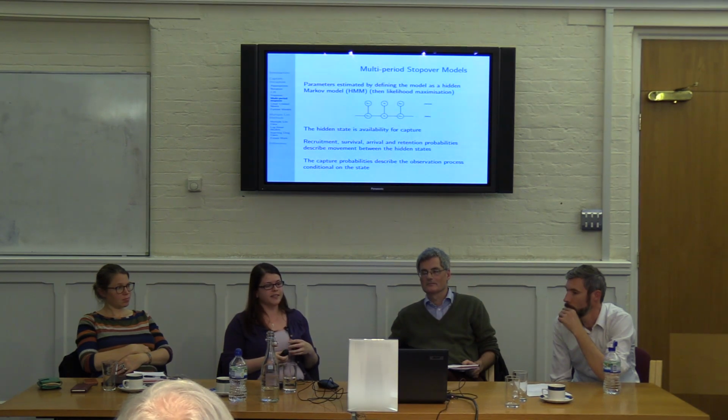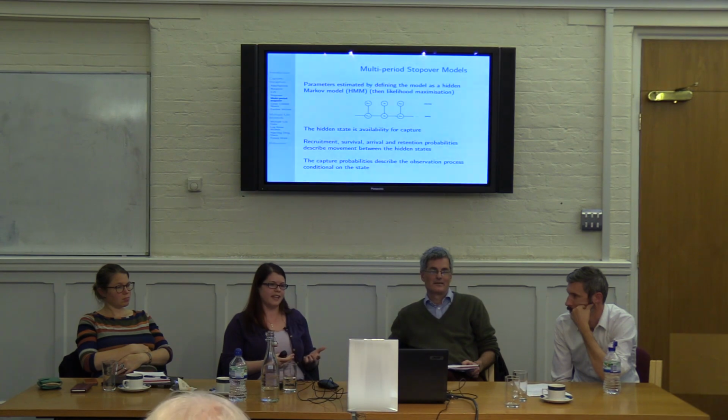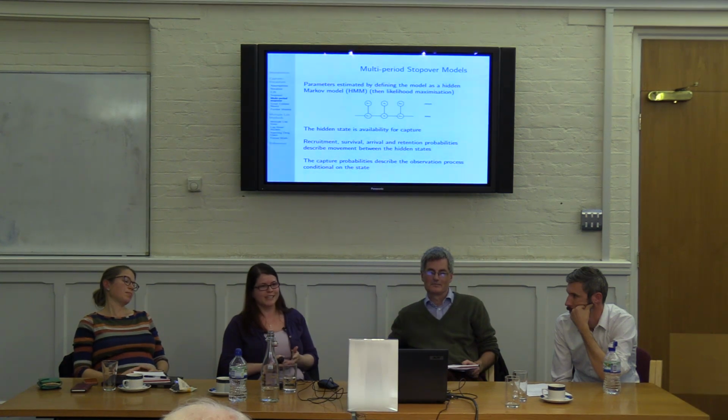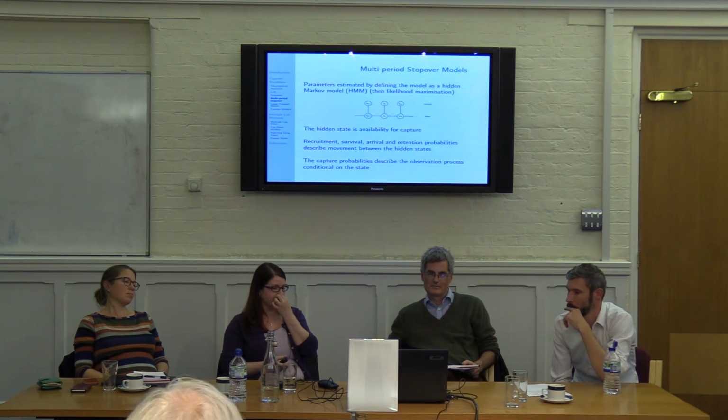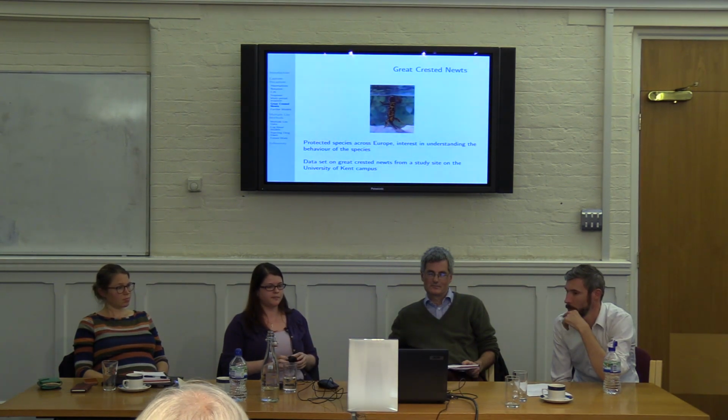So all of the parameters disappear into matrices. So the recruitment, survival, arrival, and retention probabilities are all describing the movement of you between the hidden states. And then the capture probabilities are just the observations. Do we see you or not? So that, in effect, we just rewrite the likelihood in terms of matrices. Matrices are far more efficient computationally, so the likelihood is then much quicker to evaluate and optimize. And it also opens up the opportunity to use things like the bootstrap to get the confidence intervals, because you're not waiting too long for it to fit.